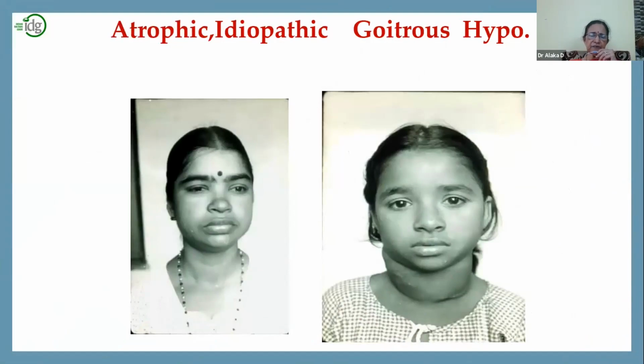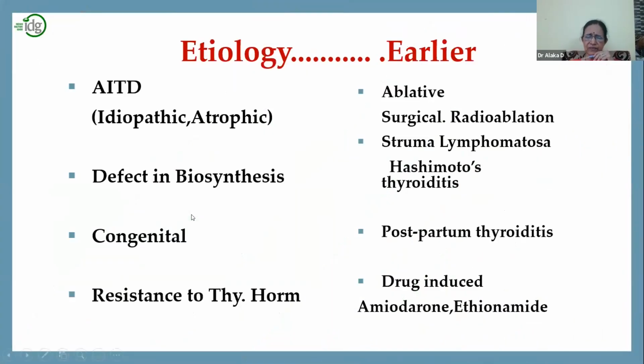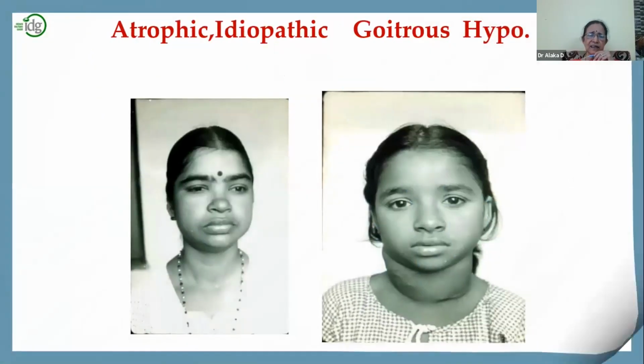Now, as you can see, the first lady has a sallow expression. The lips are thick, the tongue also will be thick, there is no interest in the surroundings, and as you can see here, there is no goiter in the neck. Now, in those days, I am talking about 1980-85.